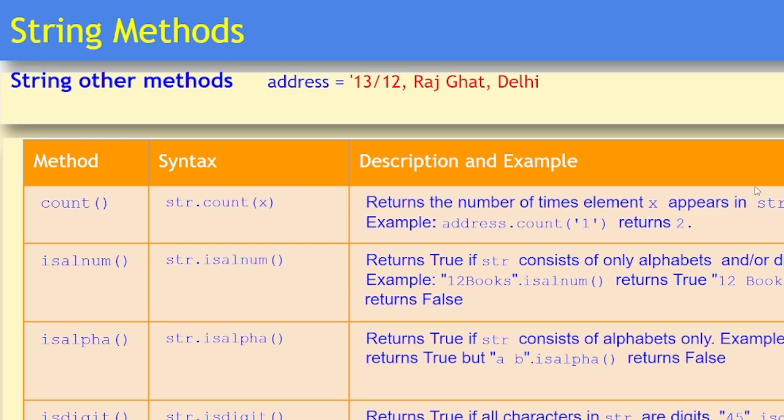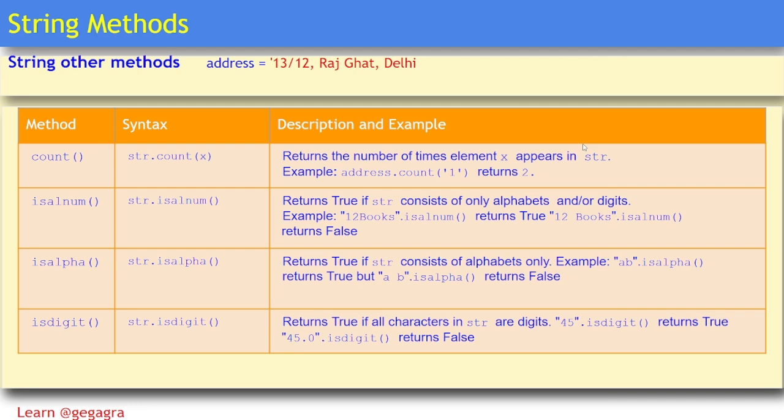Isalnum means alphanumeric. It returns true if the string consists of only alphabets and or digits. Example, 12books dot isalnum. It will return true, because this is entirely alphanumeric. It says consists of any alphabet or any digit, only then it is alphanumeric, otherwise it is not. Here is the negative point: 12 space books. If a space is not there, then it could have been alphanumeric. 12books without any space will return true, otherwise it will return false. Why? Because space is not counted in alphanumeric.